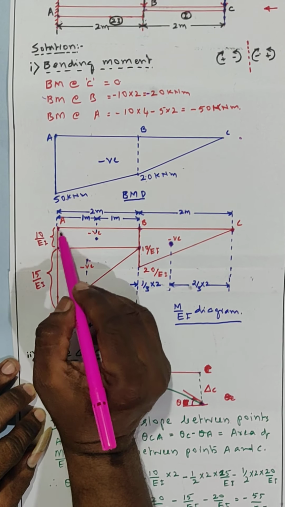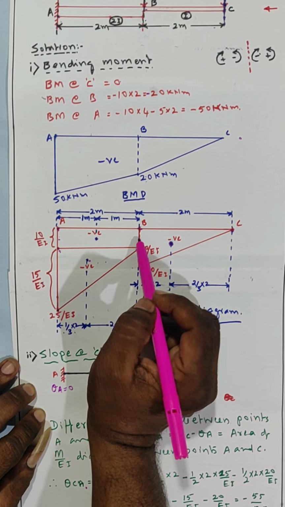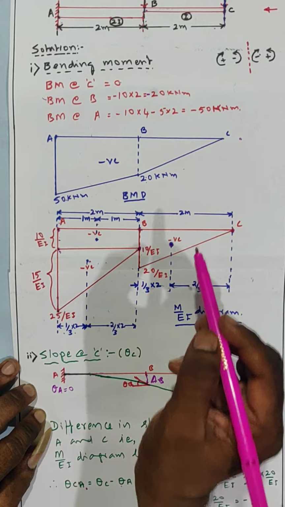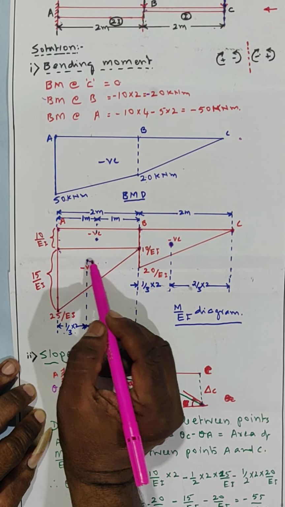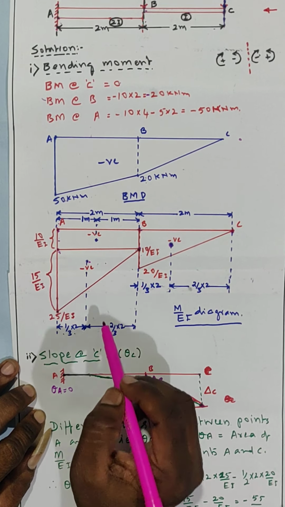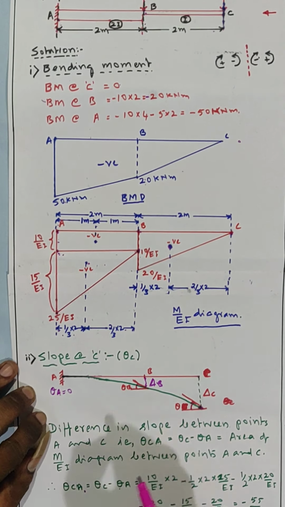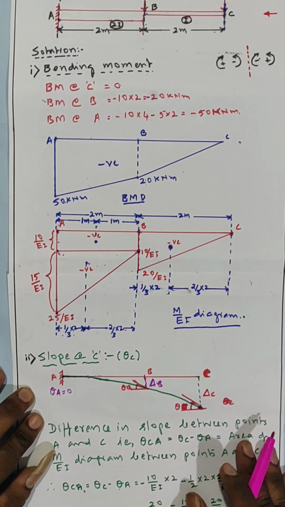Again for the rectangle the CG is at the center. So the total is 2, means from here to here 1, here to here 1. Again this is also a triangle. From apex this distance is 2/3 of 2, from base it is 1/3 of 2. This is called the M over EI diagram.